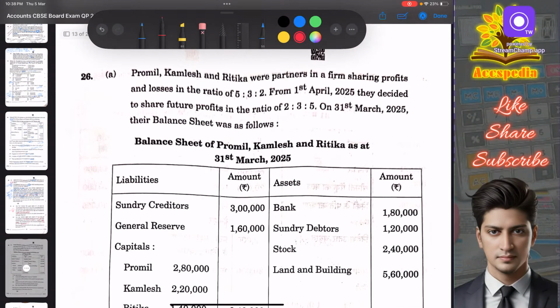Okay, 26. There are three partners: Promil, Kamalesh, Ritika. Profit sharing ratio 5:3:2. And then, change in profit sharing ratio in a 6 marks question. They are changing it to 2:3:5. See, 5:3:2 to 2:3:5. That means the center partner did not sacrifice or gain anything, same 3/10, 3/10. Promil from 5/10 to 2/10, Ritika from 2/10 to 5/10. So Promil sacrificed 3/10, Ritika gained 3/10. I'm just explaining it by word of mouth. You have to write them in the question paper.